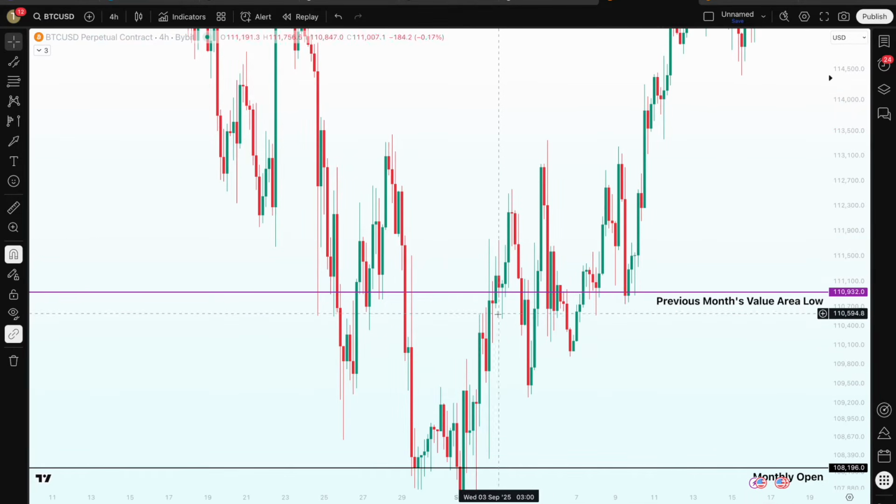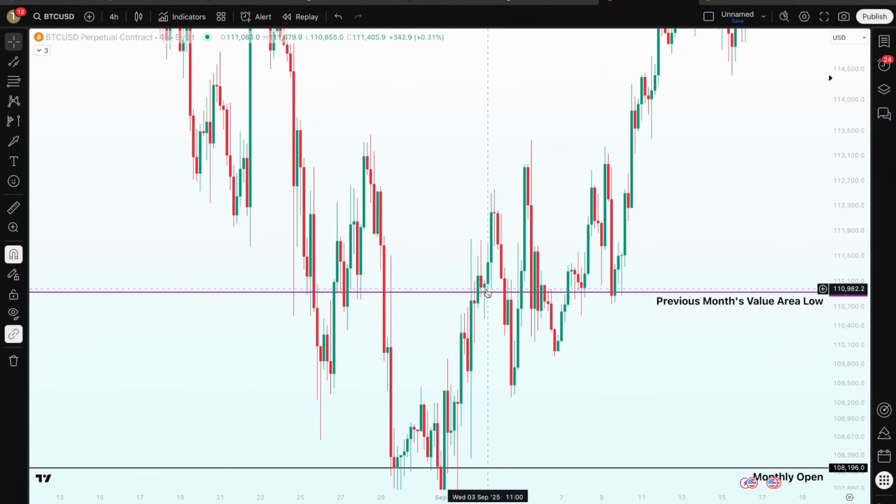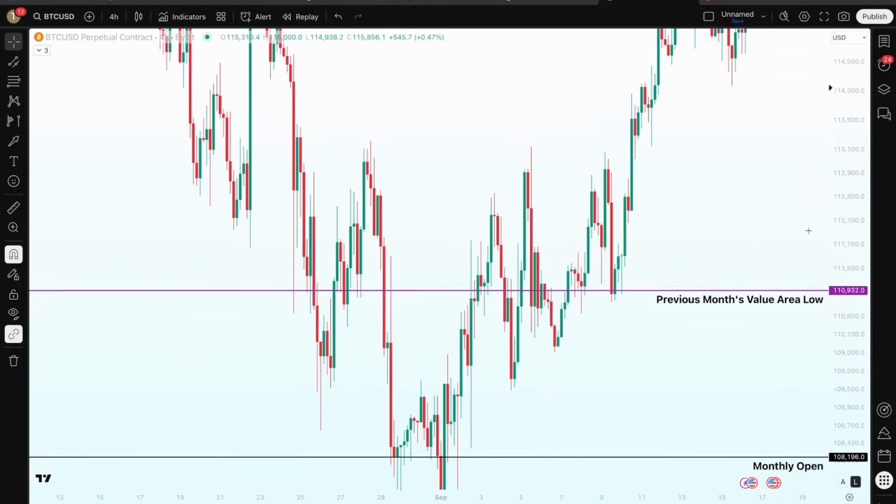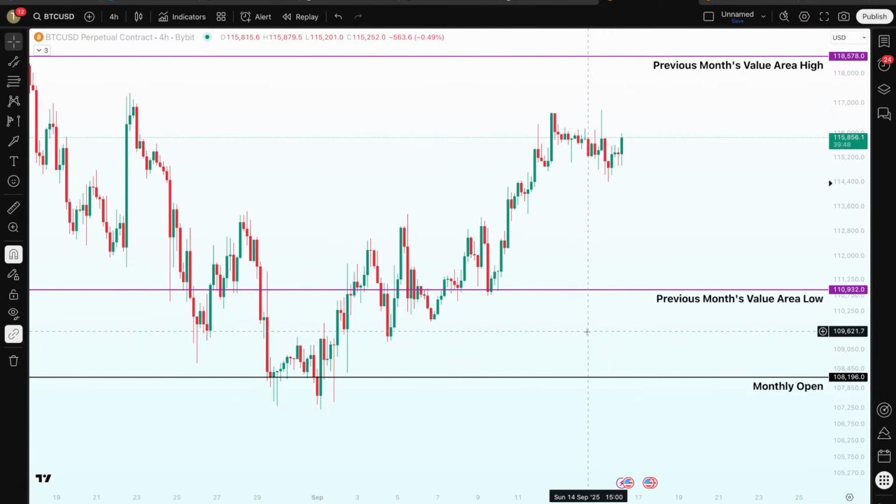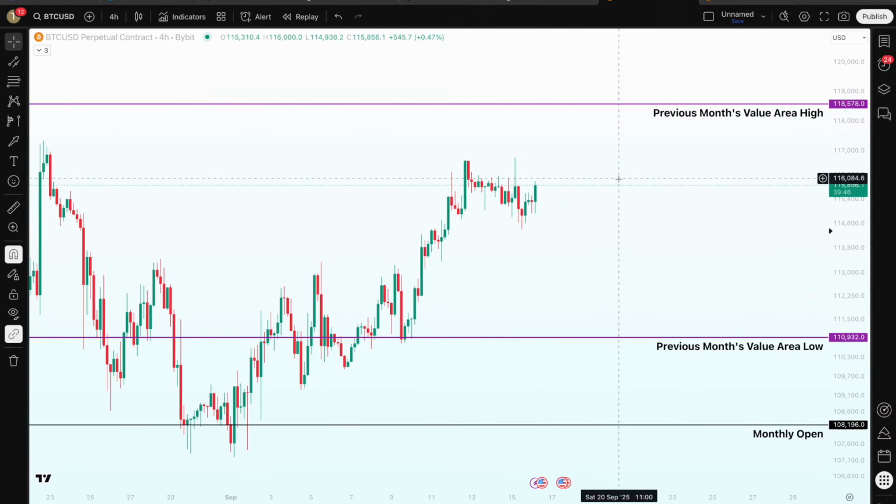And as you can see right here, we have finished 2 consecutive 4-hour candles above this level. You can see we have tested this once, we could not go above it. We have tested it twice, we finished 1 candle and we finished a second candle above it right here. So the setup was activated when we finished 2 consecutive 4-hour candles above the previous month's value area low. And what this gave us is an 80% chance of hitting previous month's value area high.